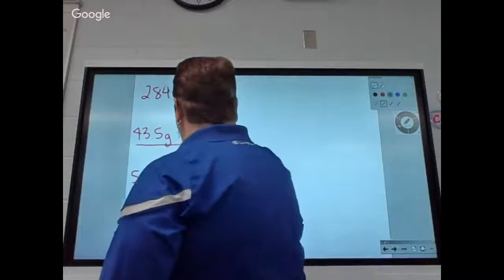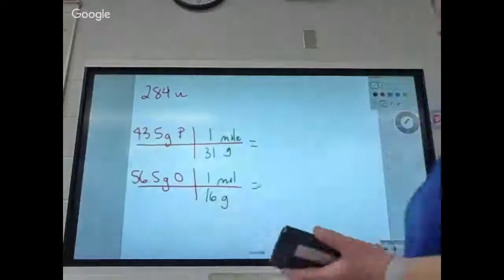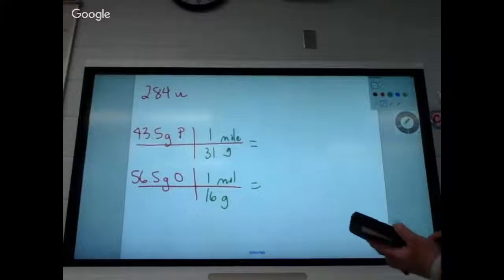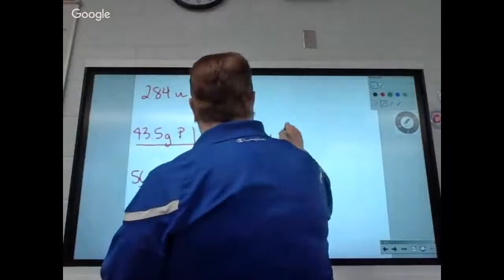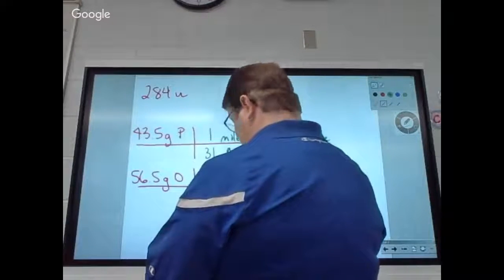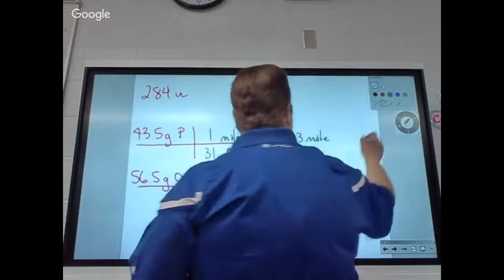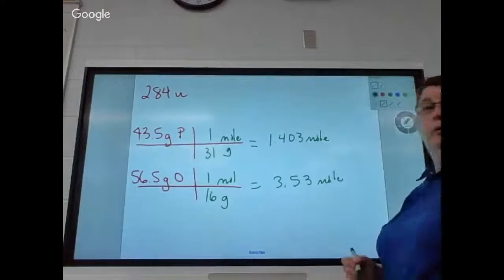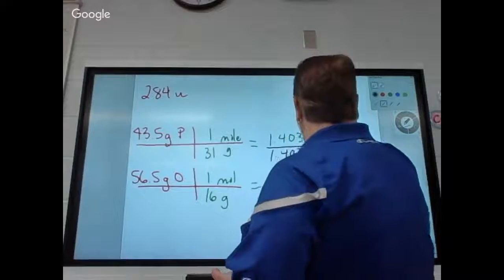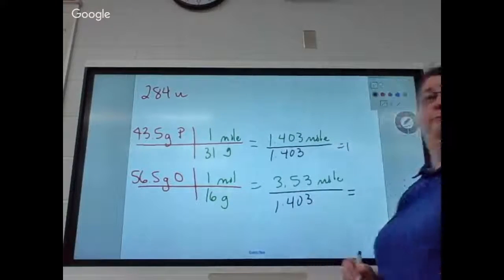All right, so 31, 16. Calculate our moles. Let's see what we get. 43.5 divided by 31 is 1.403 moles. 56.5 divided by 16 is 3.53 moles. All right, Jade, who's the smallest? So we're going to divide there, and we get 1.403 here. And we're going to divide. Tell me what you get.